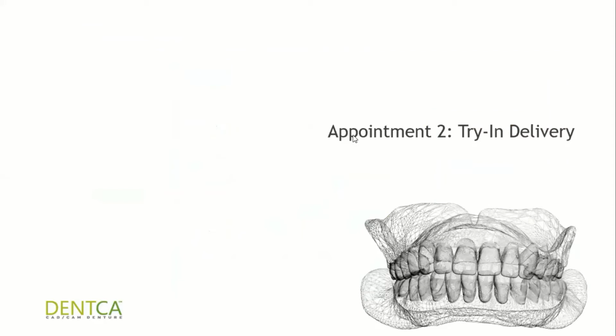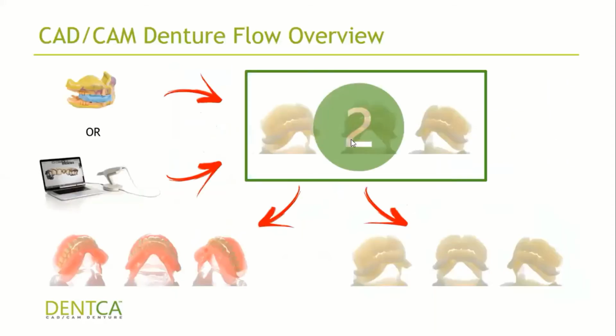So on the second appointment, what you're going to have is a 3D printed trine. It's going to be in one shade, and it's usually in a shade similar to A2. Please keep in mind that the trine material does not come in several shades. So it's basically just something for you to work with as far as fit, form, and function. But it's important that you explain to your patient that this is not the final shade that the teeth are going to look like.